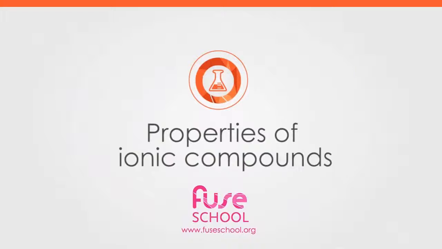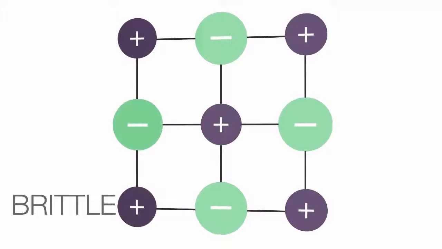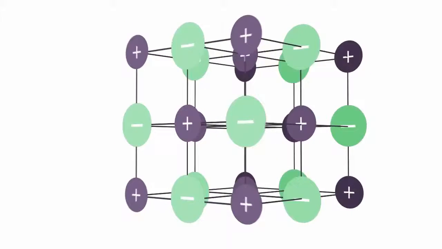In this lesson, we will learn about the properties of ionic compounds. These ionic compounds have very high melting points and are brittle because of their 3D giant ionic lattice structure.